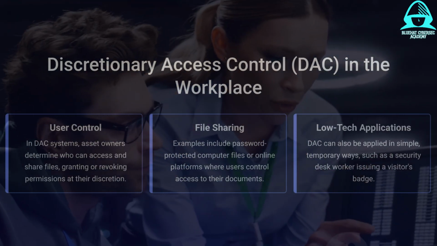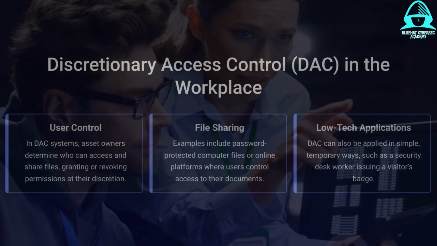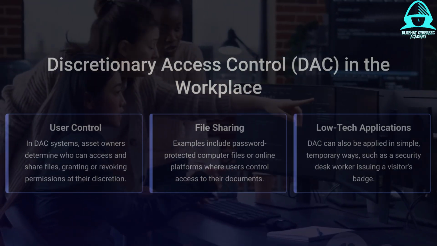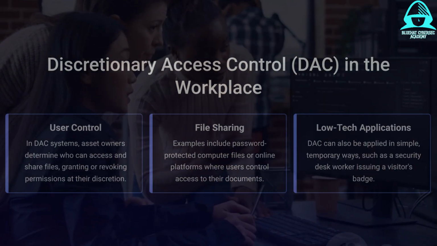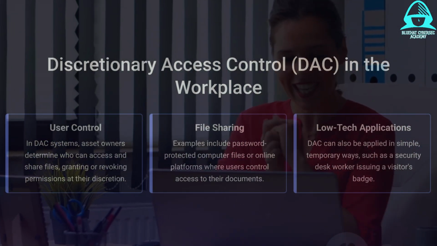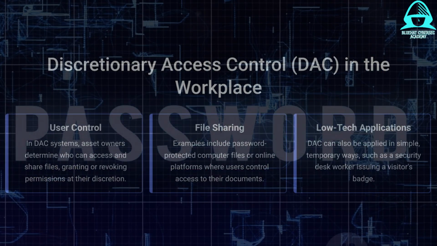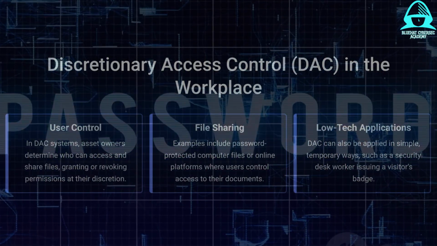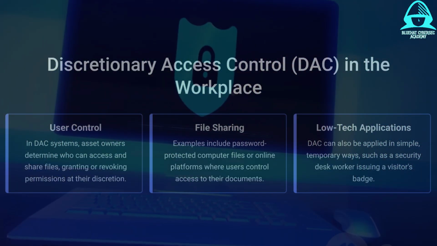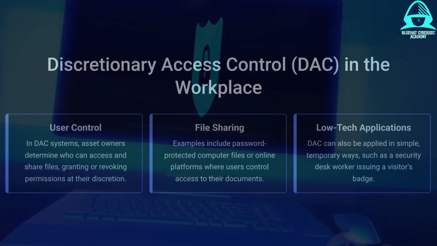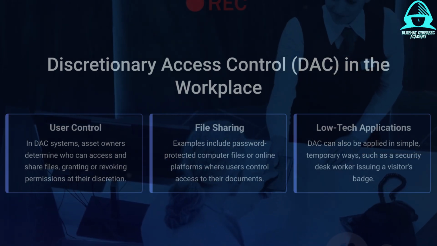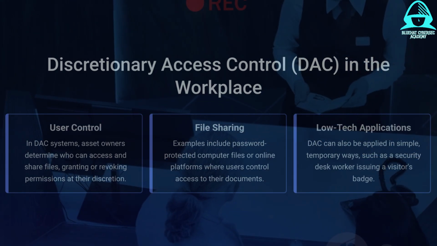Most information systems operate using discretionary access control, or DAC. In these systems, a user who has access to a file can share or transfer that file to someone else. It's really up to the asset owner to decide whether to grant or revoke access. For computer files, this is often handled through shared file permissions or maybe password protection. For example, when you create a file in an online sharing platform, you have the discretion to restrict who views it. DAC can also work in simple ways, like issuing a visitor badge at a security desk, based on the employee's discretion.